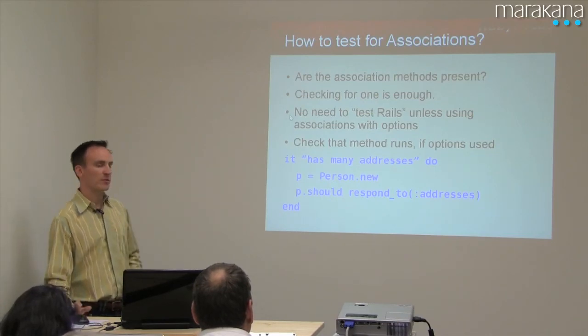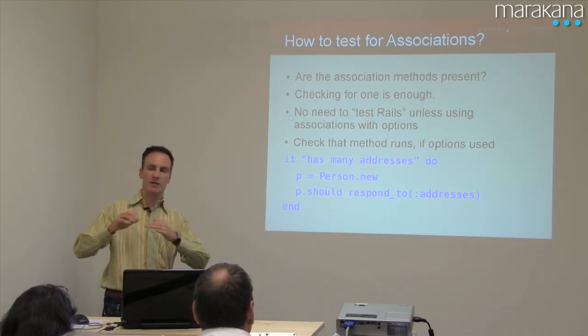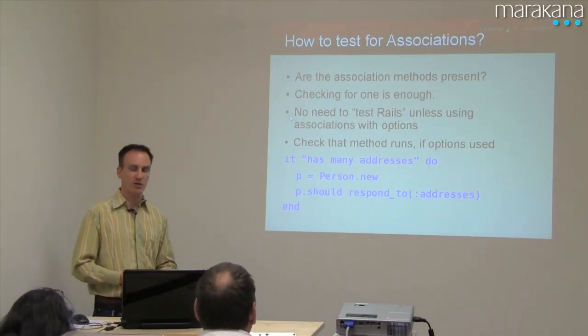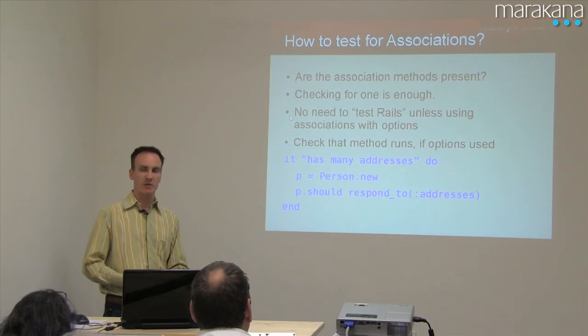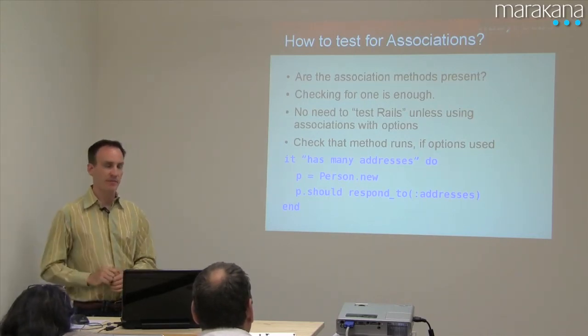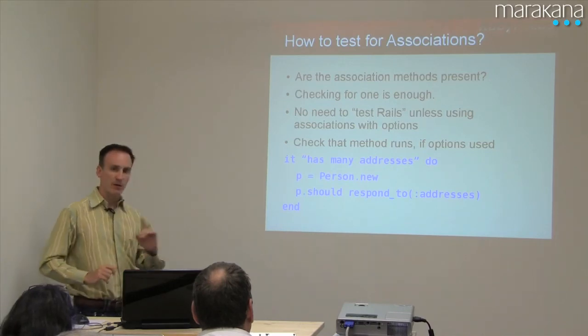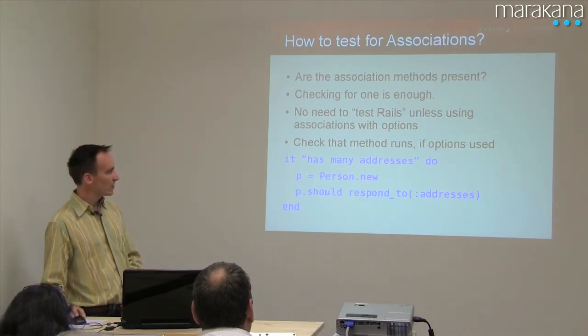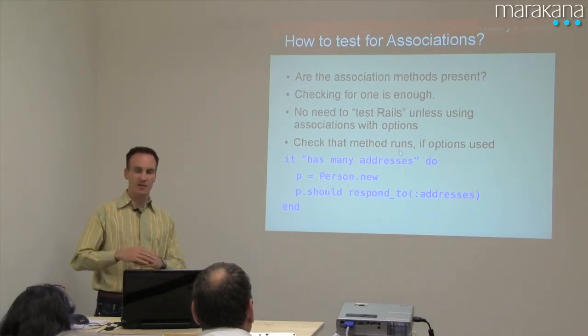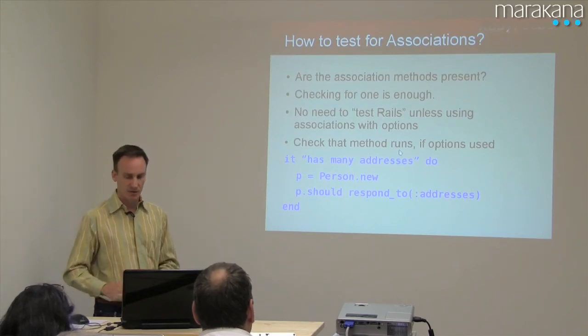And we don't have to try to make complicated create object trees. Like we don't have to try to actually create that stuff in the database. We don't try to test that Rails works. We just try to test that we put the correct declaration there. Now, however, if you use options on the has many association, then you should probably do a little more elaborate test than just checking for the presence of the method.